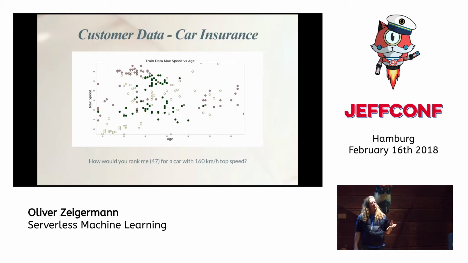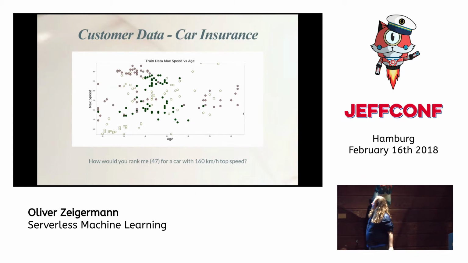Just imagine you work in a car insurance business, and you have customer data. It looks like this. You have the age of the people you insure, and you have the max speed of the car that they're trying to insure. And these dark ones are green, which means they're good customers. They don't have any issues, they don't have accidents. Red spots tell you that's probably a problematic customer, with a lot of accidents, and yellow ones tell you somewhere in the middle, a few.